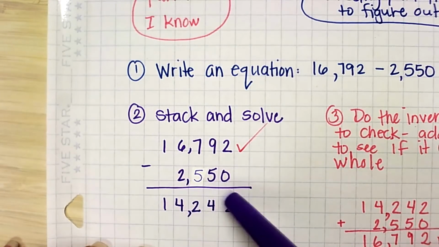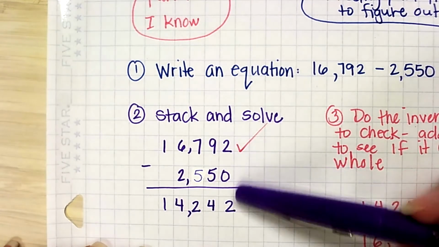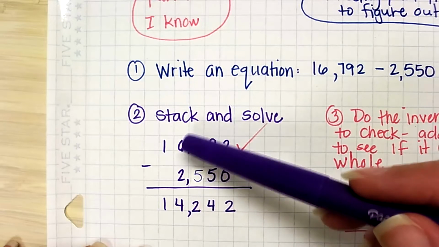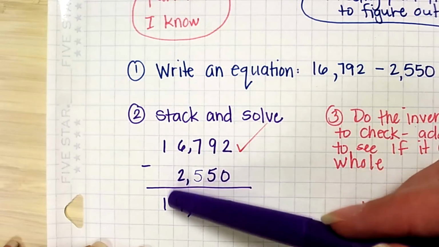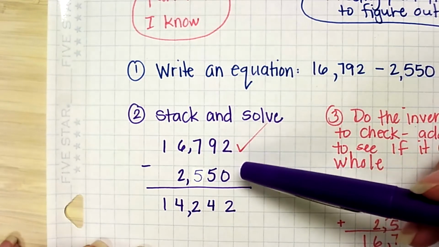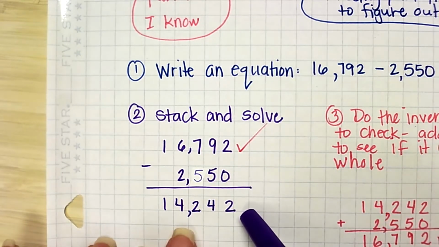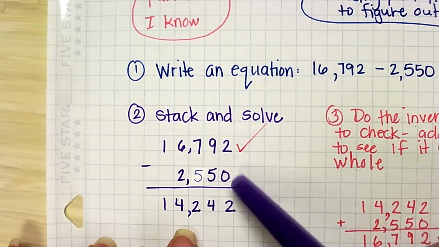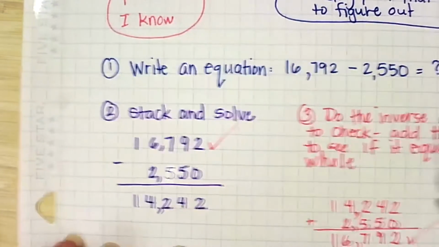16,792 minus 2,550. 2 minus 0 is 2, 9 minus 5 is 4, 7 minus 5 is 2, 6 minus 2 is 4, and 1 minus nothing is 1. We didn't have to do any regrouping while we were doing this. The number that we found was 14,242 is the difference. So that's what we got when we subtracted these numbers.